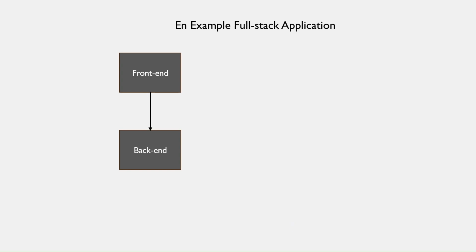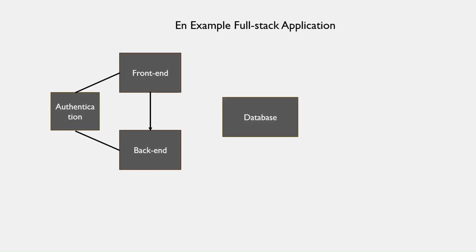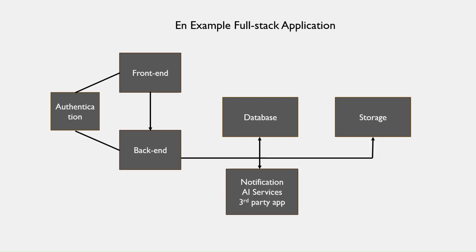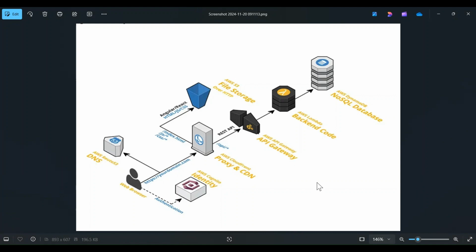If you want to develop a full stack application, we need a front end, a back end, and authentication for both to avoid unauthorized access. We need a database and storage to access and retrieve the data, and also other services like notification services and AI services. Instead of the traditional way, if you use AWS Amplify to develop a full stack application, it will take care of everything.